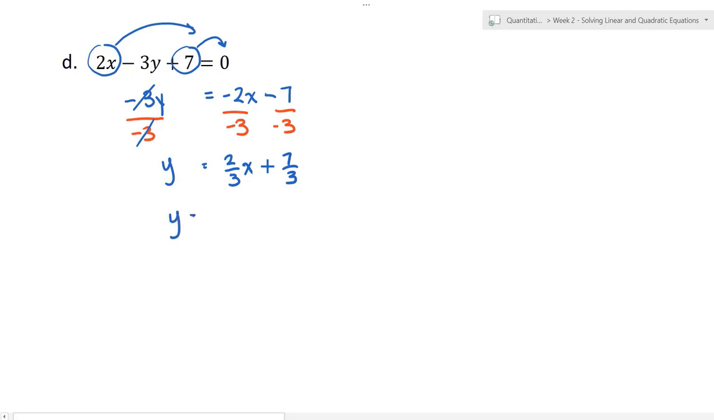So I have y equals 2 over 3, instead of x, I'm subbing in a 3, plus 7 over 3. You can do this on your calculator as well, but I'm going to do it by hand. So I have 2 over 3 times 3 over 1, because 3 is the same as 3 over 1. When you're multiplying fractions, you simply multiply the tops, the numerators, and then multiply the two denominators. So when I multiply 2 times 3, I get 6. 3 times 1 is 3, plus 7 over 3, which equals 13 over 3.